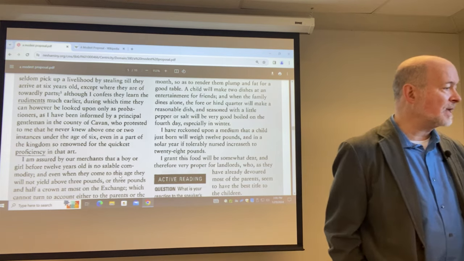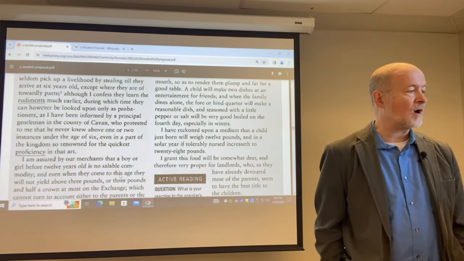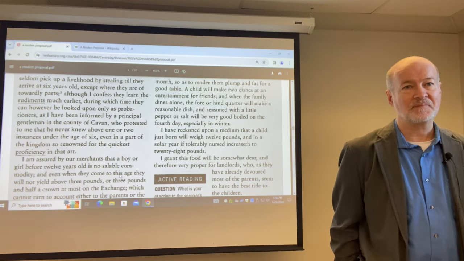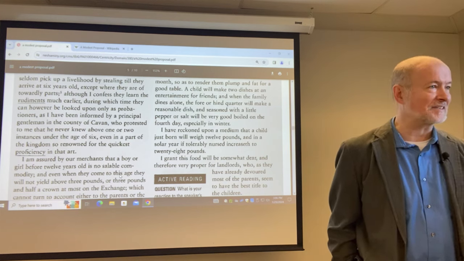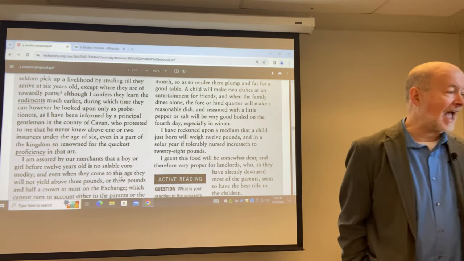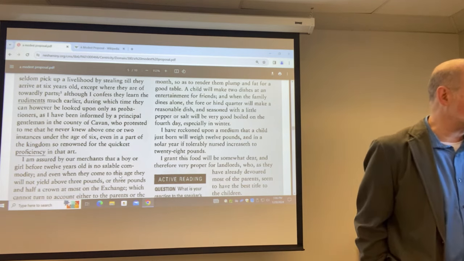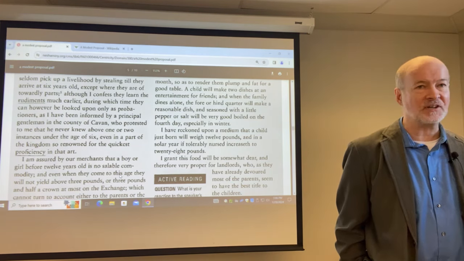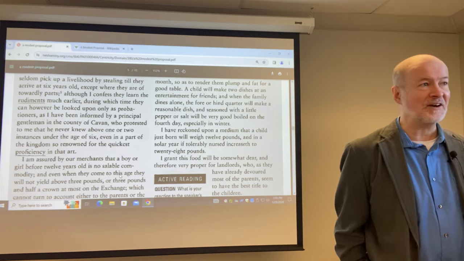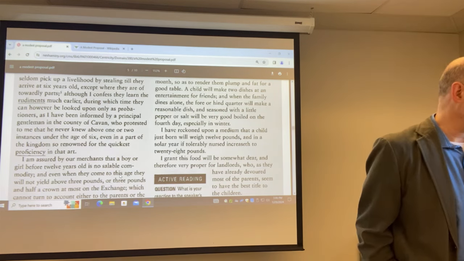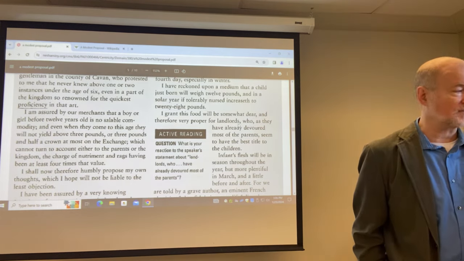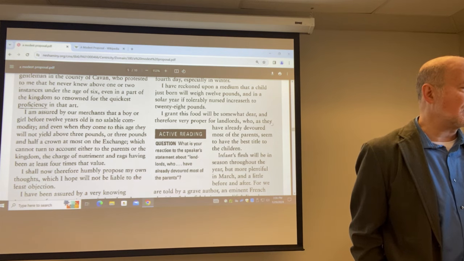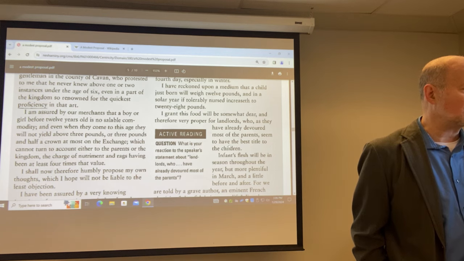I have reckoned upon a medium that a child just born will weigh 12 pounds. Wow. That's impressive. Those big babies. Okay. And in a solar year, if tolerably nursed, increaseth to 28 pounds. Those are huge babies. And 1 year, that's a big fat one-year-old. I grant this food will be somewhat dear and therefore very proper for landlords, who, as they have already devoured most of the parents, seem to have their best title to the children.